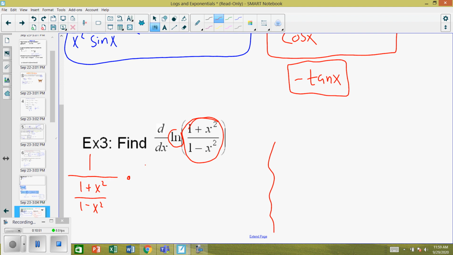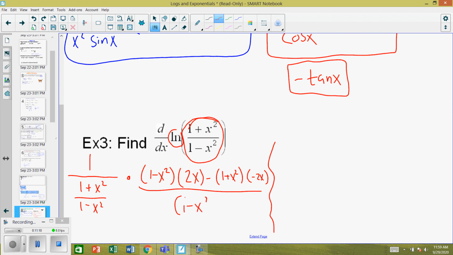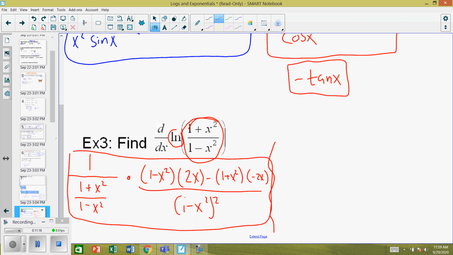So it's going to be low d high, which would just be 2x, low d high minus high, which is 1 plus x squared, d low, or negative 2x, all over low low, which would be 1 minus x squared, quantity squared. Now, honestly, guys, that's the answer. We did 1 over the quantity and then times the derivative of the quantity. So we did the derivative of ln with chain rule. And I'm fine with that. I'm fine with you leaving it that way. It looks good to me.